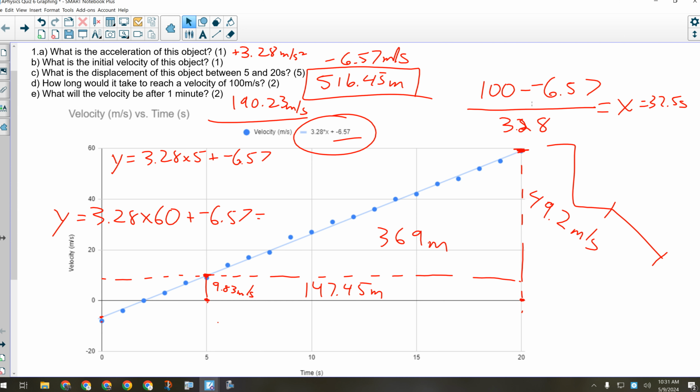For E, do we have to put a positive on our answer? Yes. Good eye. That should have a positive because it is velocity. Okay.